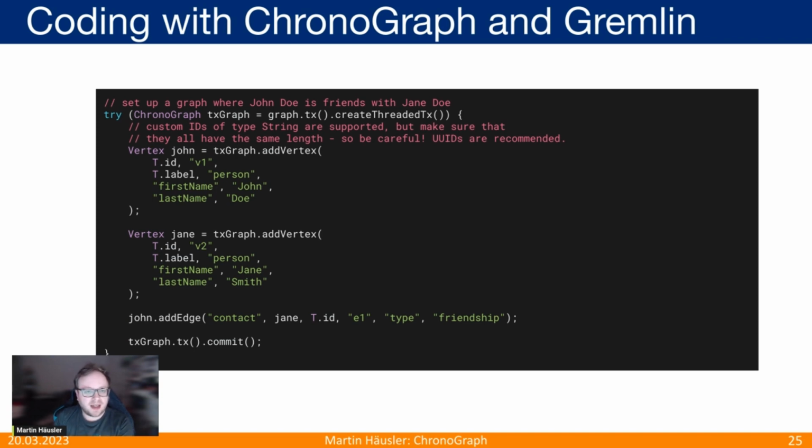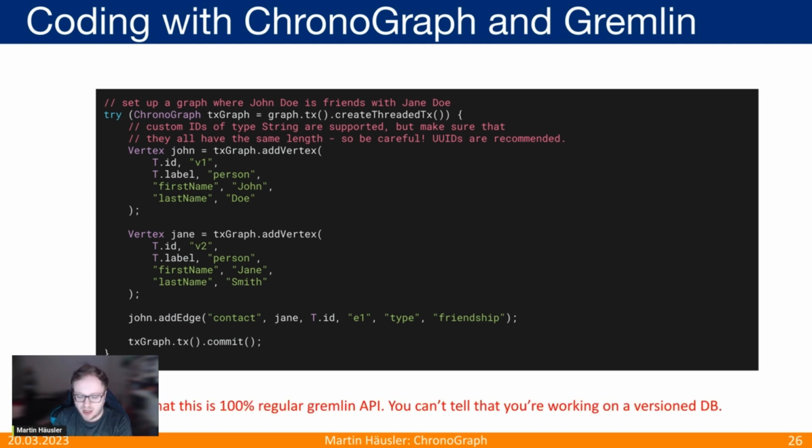So here we're adding a vertex. We're adding a person, John Doe, and another person, Jane Smith. And we are adding an edge between them. And Jane becomes a contact of John. And the type of this edge is a friendship, and then we commit the transaction. Note that there is nothing special in here. This is 100% your regular Gremlin code. There are no particularities. You can't tell that you're working with a versioned graph database here.